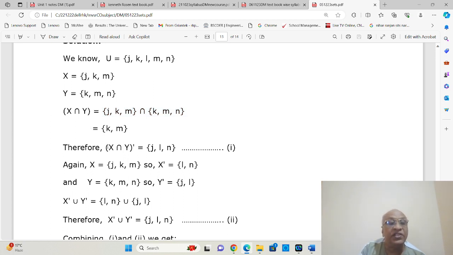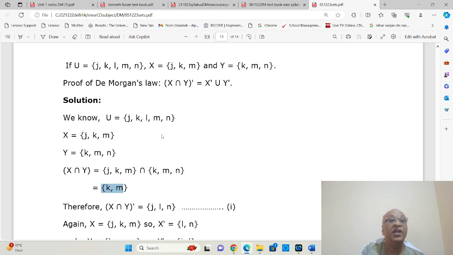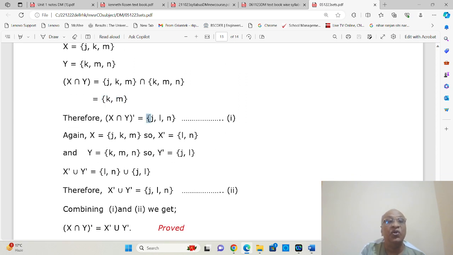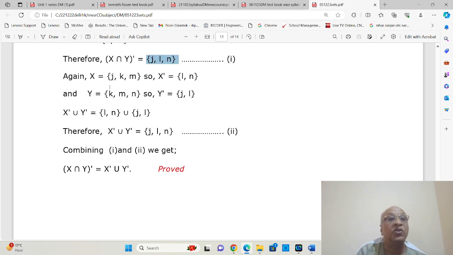So now (X intersection Y) complement will be what? Other than K, M. What is other than K, M? So other than K, M will be J, L, N. So the complement value will be J, L, N. Similarly, if X is JKM, X complement will be L, N. If Y is KMN, the Y complement will be J, L. So X complement union Y complement will be L, N union J, L, which will be J, L, N.